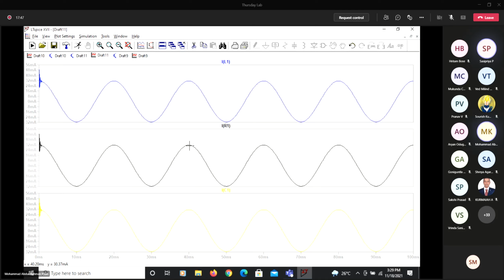All of you, check the theoretical value. Theoretical value is 31.4 milliamps, that is 0.0314 amps. Okay, so now, Mohammed, can you combine the waveforms of voltage and current? I of R1 and V, total voltage, V of V1, source voltage. One second.